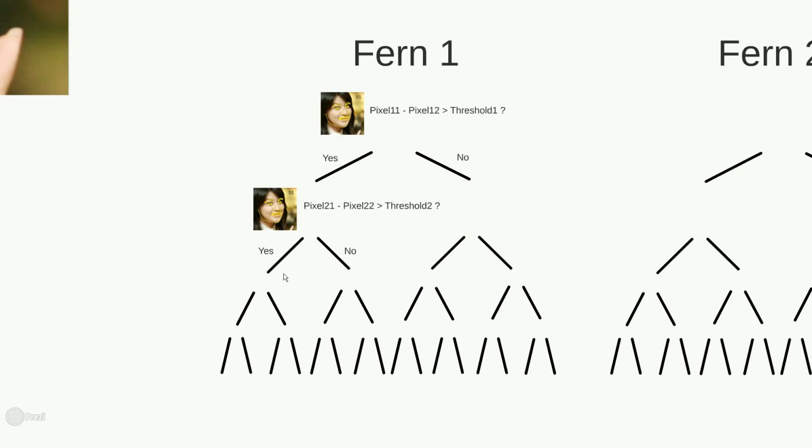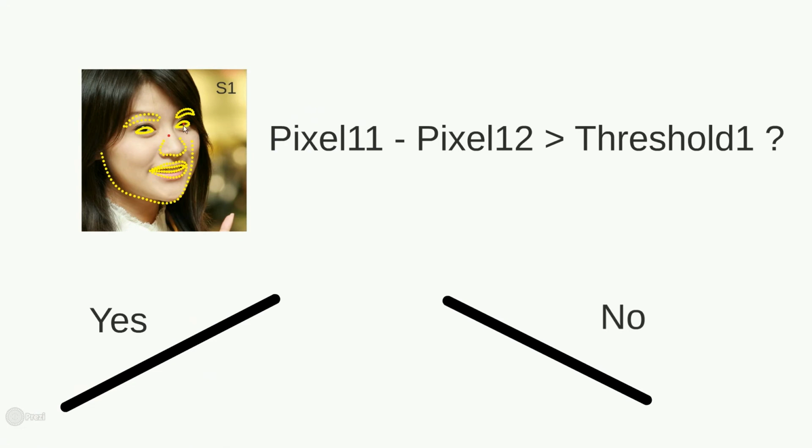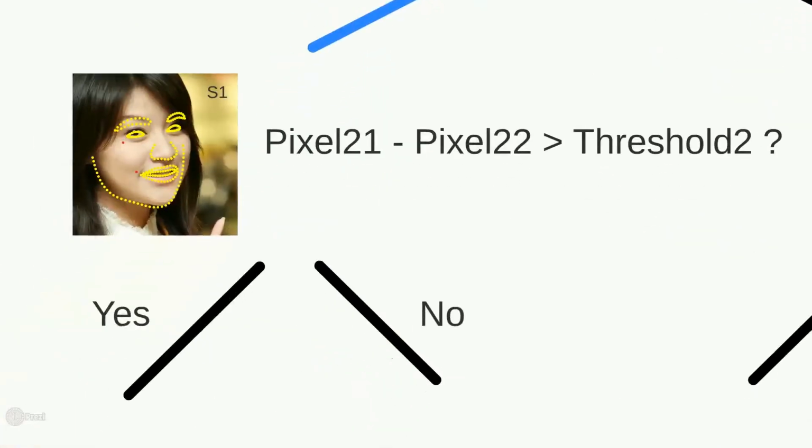On this fern, on every stage, we will ask a question. And the question is this. We will pick 2 pixels from the 400 pixels that we have just extracted. These 2 are just the indices of the 2 pixels. Let's say we pick these 2 pixels. We're going to compare the difference of their intensity with the threshold. And if it's greater than the threshold, we go one way. If it's smaller, we go the other way. Now let's say it is greater. So we pick the way on the left.